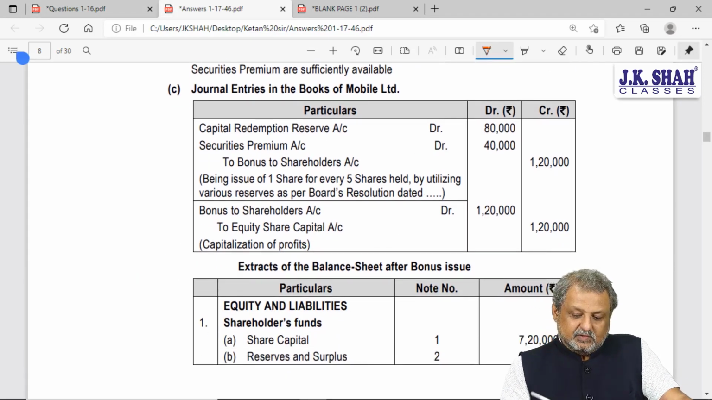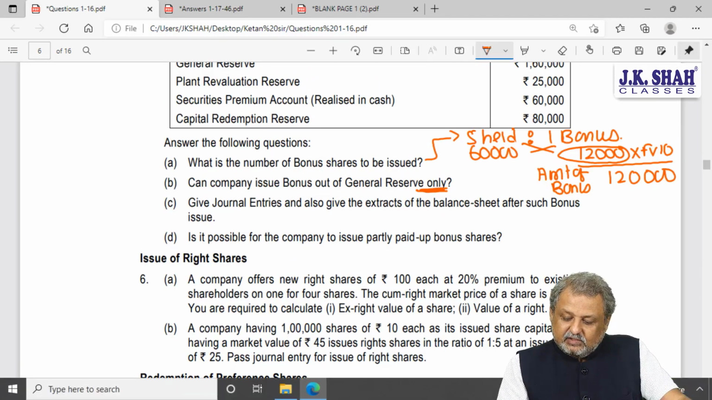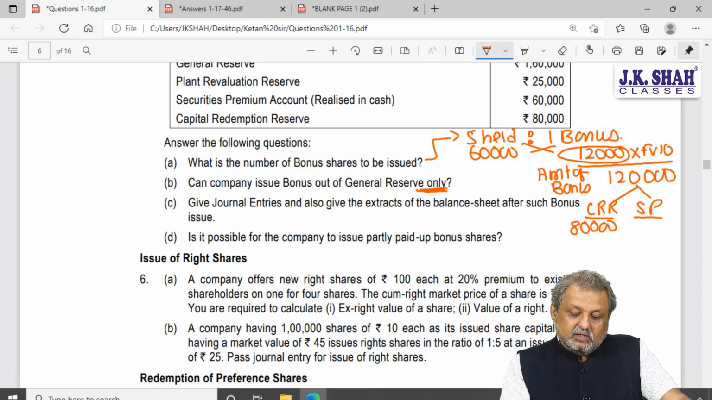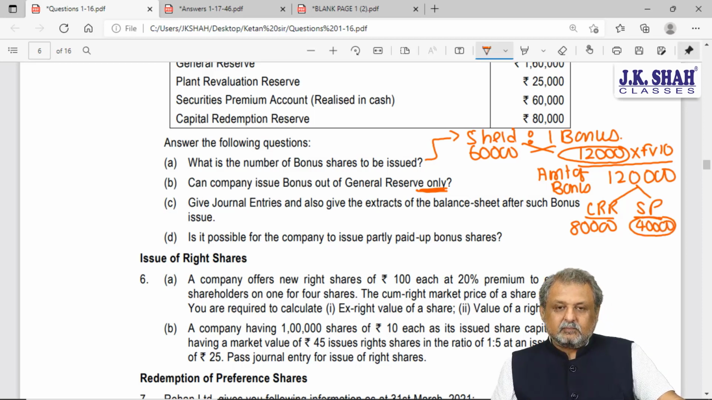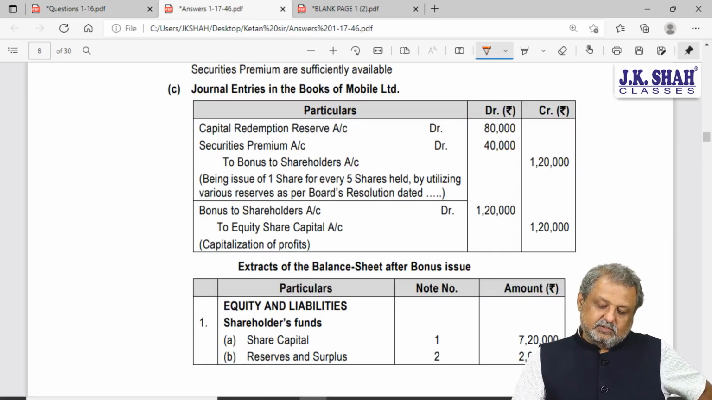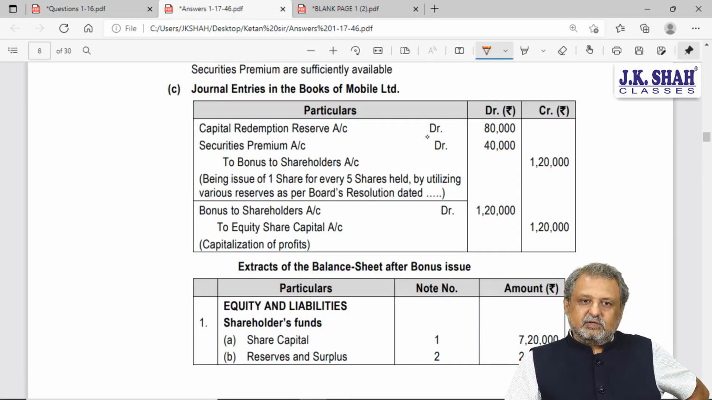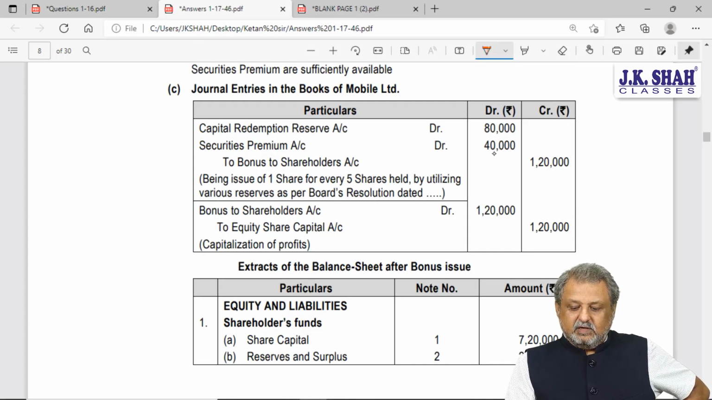Now as regards journal entry, when fully paid bonus shares are issued, you have to give two entries. Now 1,20,000, first you should use CRR. CRR is 80,000. Then you should use securities premium. Securities premium is realized in cash 60, but we need only 40, so use only 40. Correct? So, two entries. First entry, capital redemption reserve debit, securities premium debit, to bonus to shareholders, 80, 40, 120, that you will get from the working note as it is.